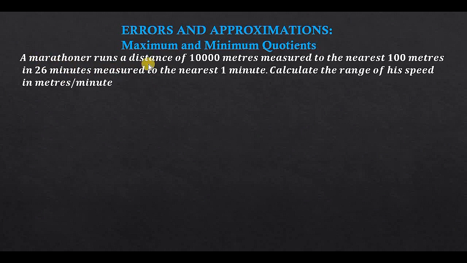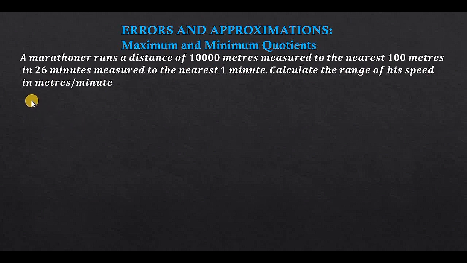A marathoner runs a distance of 10,000 meters measured to the nearest 100 meters in 26 minutes measured to the nearest 1 minute. Calculate the range of his speed in meters per minute.